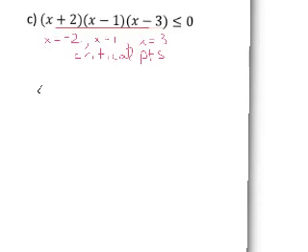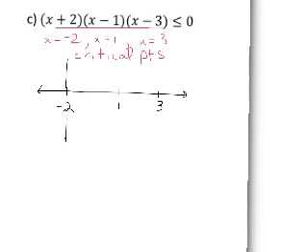So then I can just draw a number line, and this time I'm going to have 1, 2, 3, 4 regions that I need to check. And I need a test point in each region. So negative 3 would be a good one, 0 would be a good one, 2 and 4 would be a good one. So what I'm going to do is put negative 3 in for x.